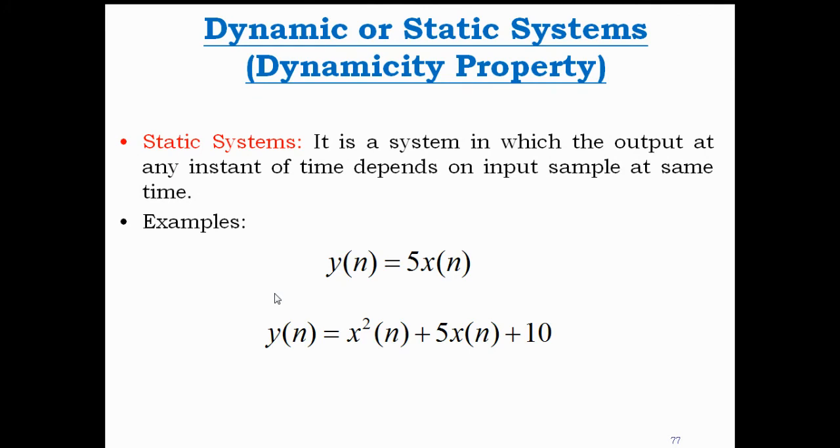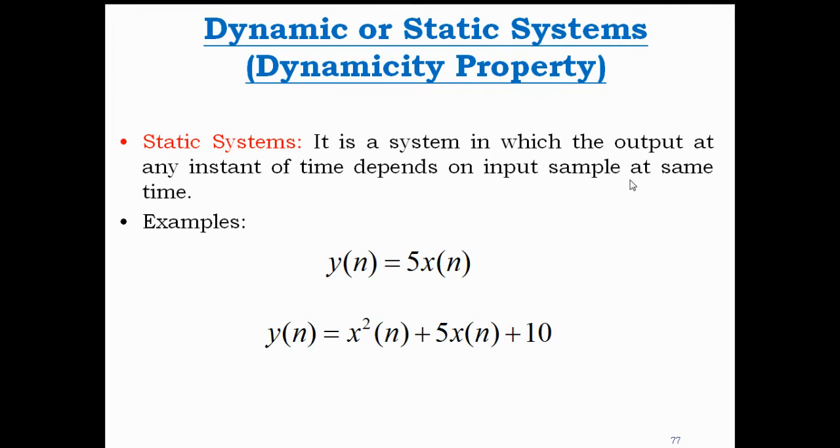So the first thing you need to understand here is when a system is called static and when a system is called dynamic. So let us understand it by the technical definitions. The technical definition says: a static system is a system in which the output at any instant of time depends on the input sample at the same time. Now read it one more time and try to identify what type of system static is. So static is a system in which the output at any instant of time, meaning y of n, depends only and only on the input sample.